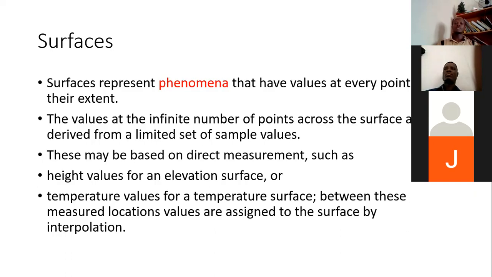Temperature values for a temperature surface: between these measured locations, values are assigned to the surface by interpolation. Interpolation is finding the unknown value between two known values. You can also have extrapolation, but that's not what we are talking about here. Interpolation means finding the values in between the known values, within a set of values.